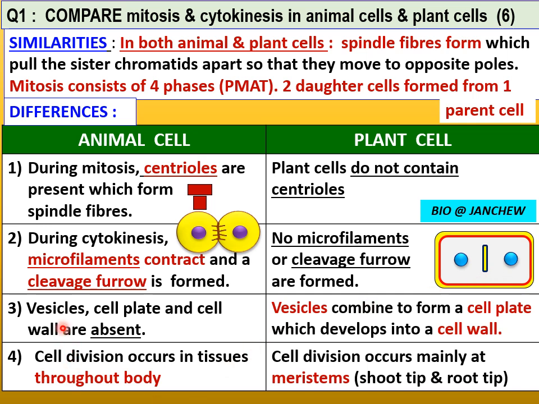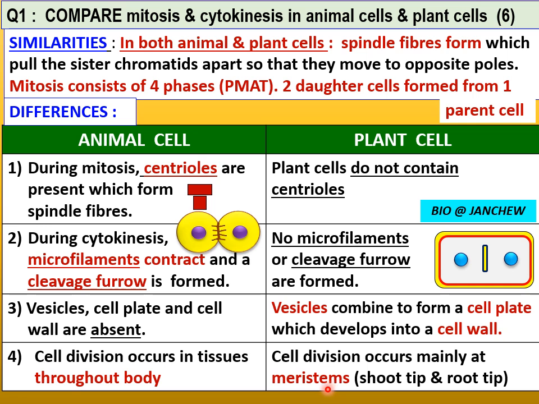So in animal cells, the vesicles, cell plate, and cell walls are absent. Okay. Now, if they ask for comparison of mitosis and cytokinesis in animals and plants, not just the cells, but in the body of the animals and body of the plants, then we can say that cell division occurs in tissues throughout the body of animals, but cell division occurs mainly at the meristems or shoot tip and root tip of plants.